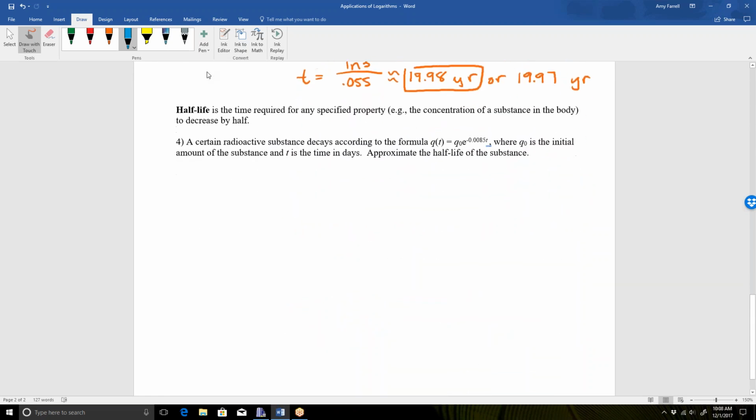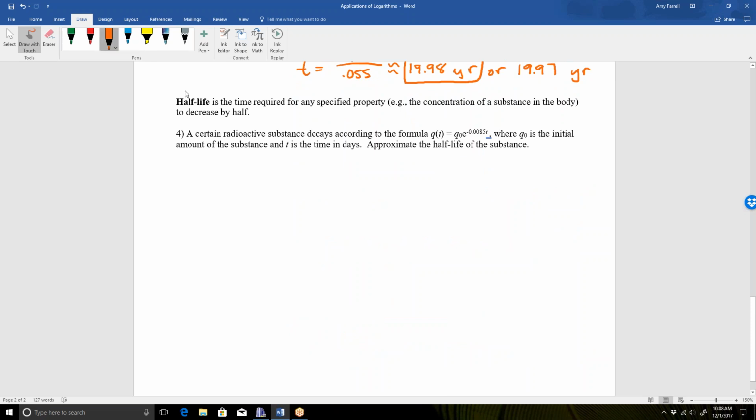Okay, this last problem here is a half-life problem. Half-life is the time required for any specified property, so the concentration of a substance in the body is an example here, to decrease by half. So we have a radioactive substance. It decays according to this formula here, where Q sub 0 is the initial amount of the substance and t is time in days, this time, not years. And we want to approximate the half-life of the substance.